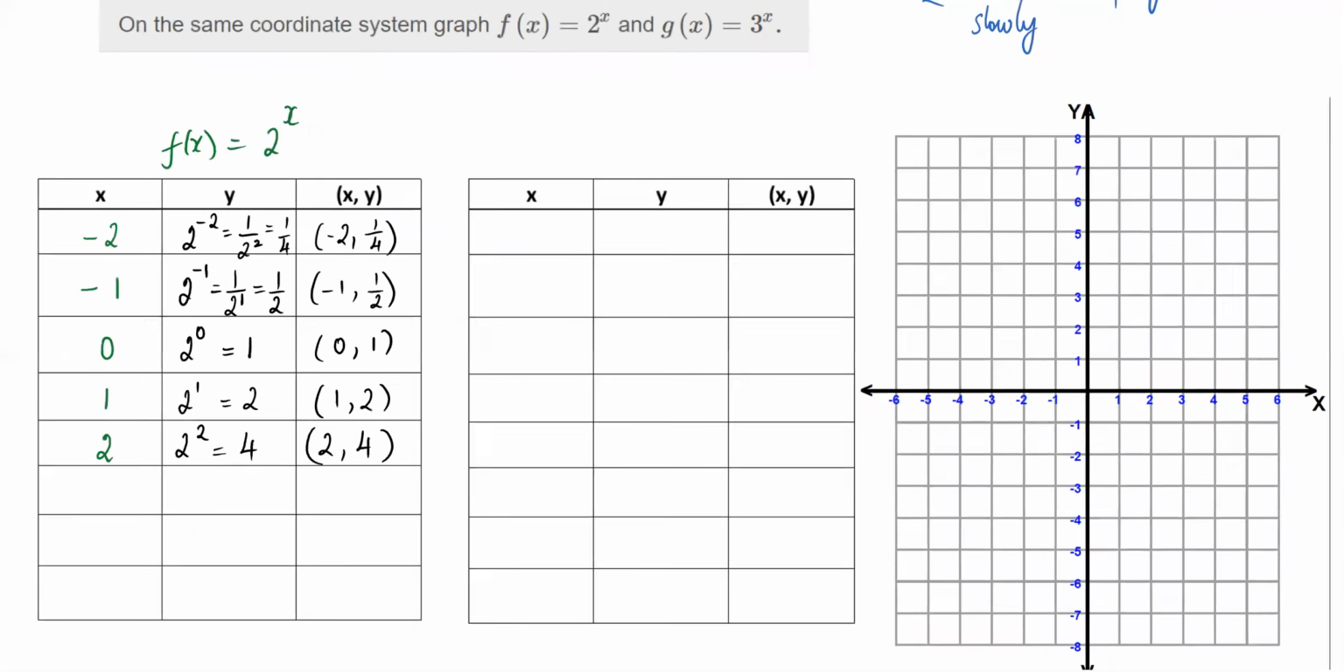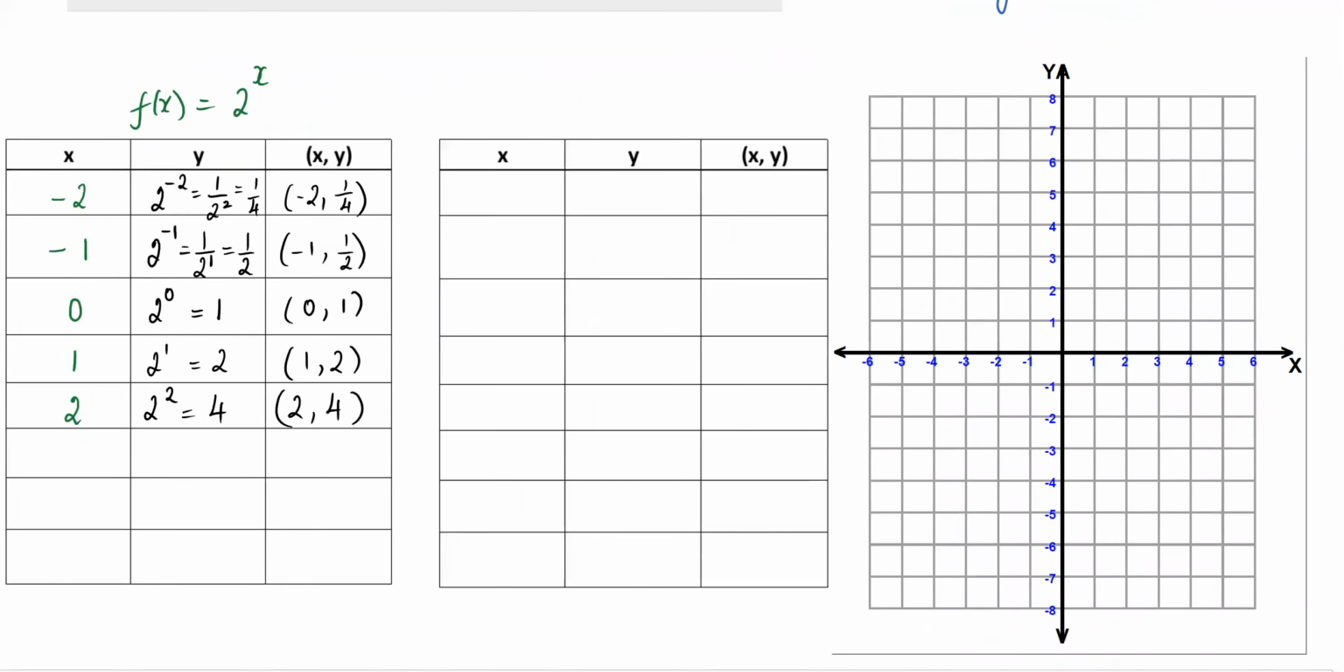Something happened with the Zoom, I think. Okay, let's fix it here. Okay, negative 2 and 1/4. I'm eyeballing it to be the fourth part. Let me see if I can label it. It's going to be pretty close, so that's okay. Negative 1.5, so that's going to be smack in the middle of that box. Then we have 0 comma 1, which is on the y-axis.